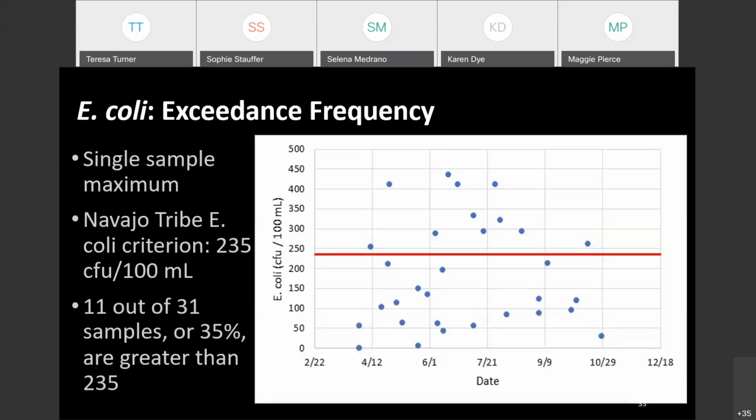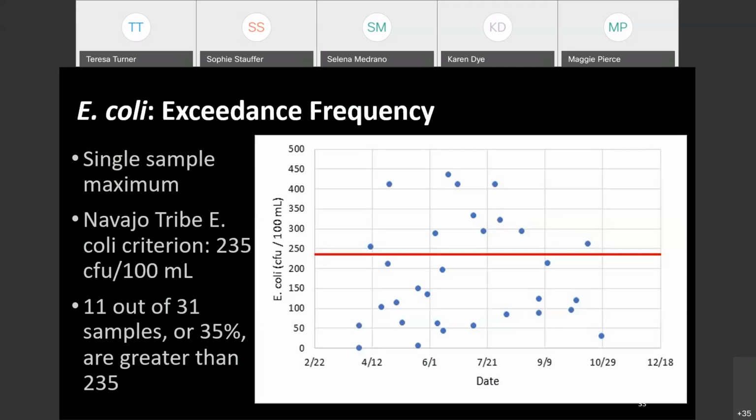So on this slide, we're going to look at the other component of the Navajo recreational criteria. So EPA's current recommendation is for a statistical threshold value, but previously we had recommended, and a lot of folks adopted, a single sample maximum, and the Navajo still have that. And I like the single sample maximum. It's very easy and straightforward to assess, makes a lot of sense.